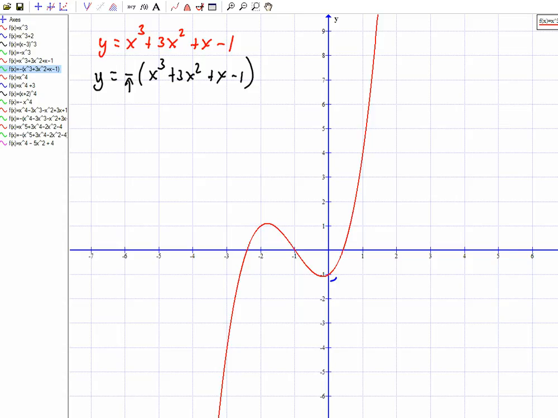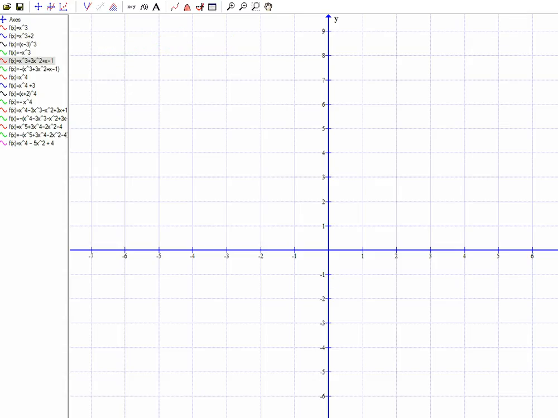Okay, so again, now we're going to have a new base model. Let me clear my ink. And now our base model is y equals x to the fourth.